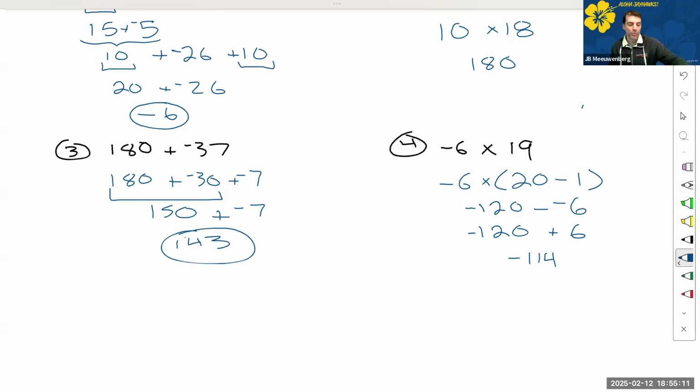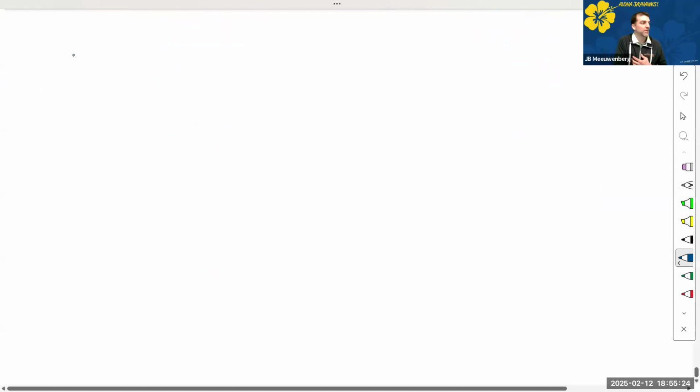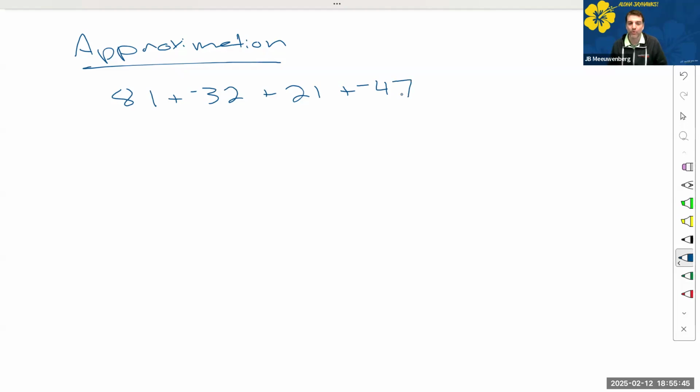And so to finish things off, we will look at some situations where we might want to do approximations, okay? So again, you can round and use compatible numbers. So this is more of an approximation. Again, we use approximations when we don't need an exact answer. We just want to know something close. And we can often do these mentally as well. So go ahead and give this one a shot to start. 81 plus -32 plus 21 plus -47. Again, try to do that mentally first.